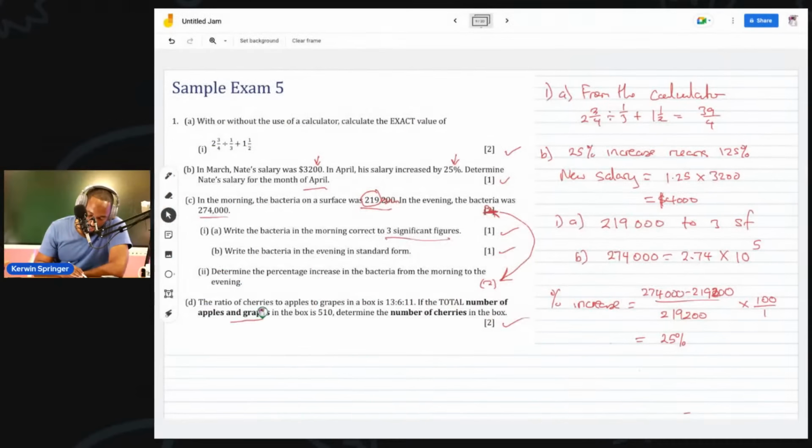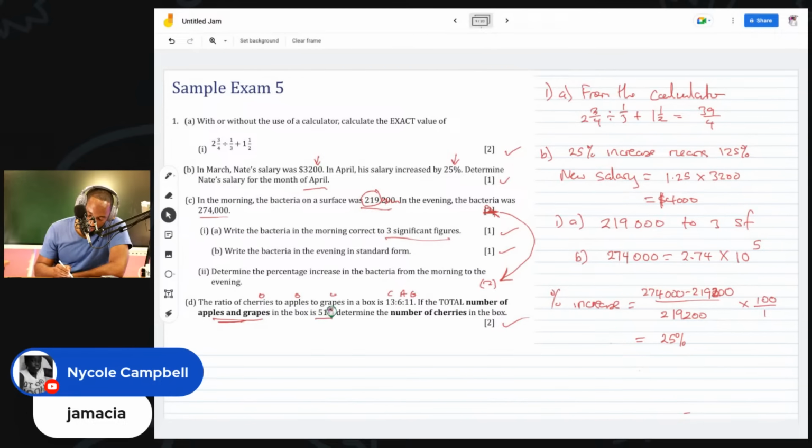Chances of you getting a ratio question for the exam is pretty high. So make sure you know how to do ratios, even the weird way they bring it, where they don't give it directly and you have to subtract two of the parts. This is the ratio of cherries to apples to grapes. If the total number of apples and grapes is 510, then determine the number of cherries.